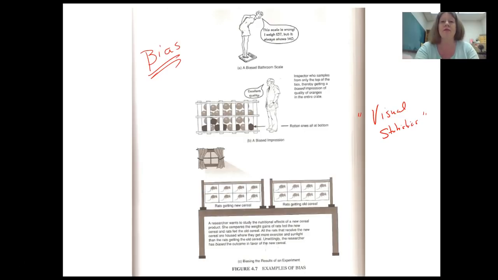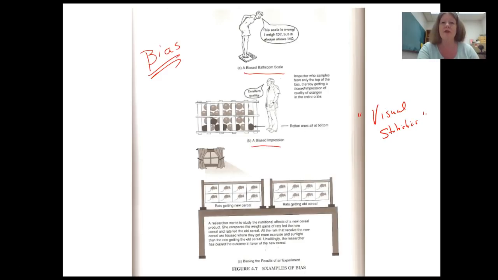So a biased bathroom scale. So imagine that you stand on your scale, and every time you stand on the scale, it adds 10 pounds. There's something wrong with the scale, so it's not giving you an accurate measurement. Every time it's systematically giving you a measurement that's much higher than your actual weight. We'd say we have bias in terms of that measurement instrument.